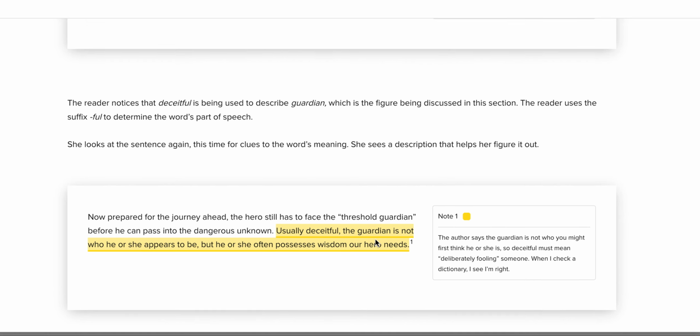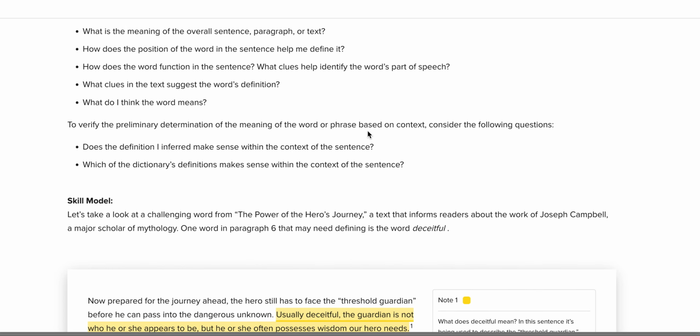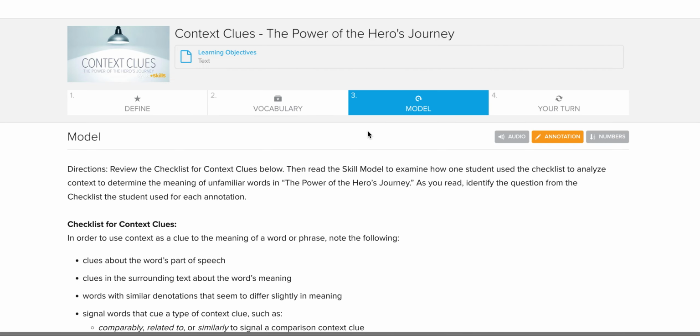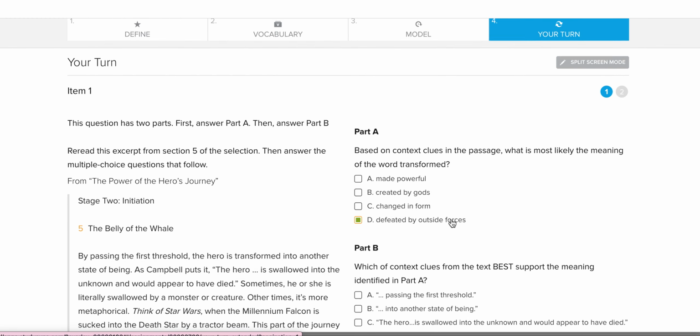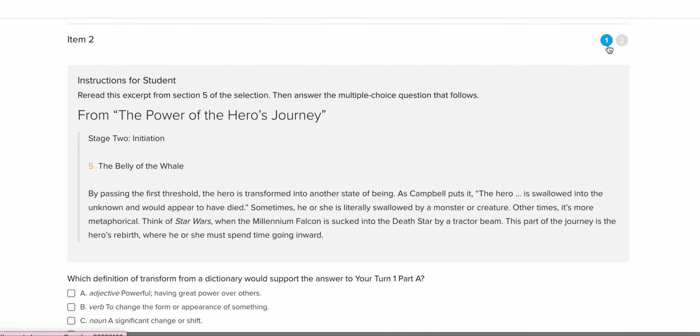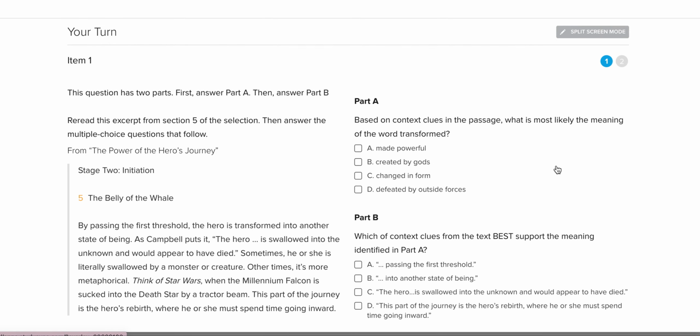See if you can apply this skill to The Power of the Hero's Journey by looking at other types of context clues, such as comparison, contrast, or looking at cause and effect. But definition is definitely one of the more straightforward ones. All right, when you feel that you understand this skill, then go ahead and hop over to the Your Turn, where you're going to put this skill to practice on a couple of multiple choice questions, and you can check your own answers for results.